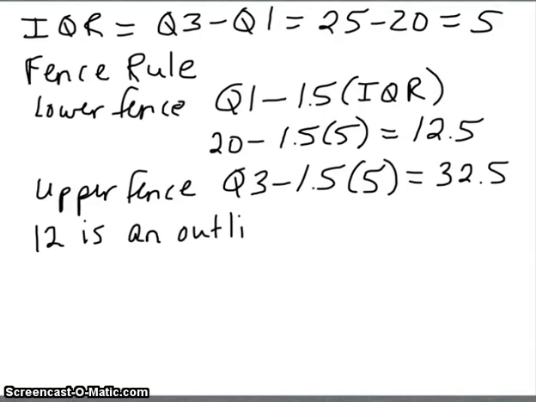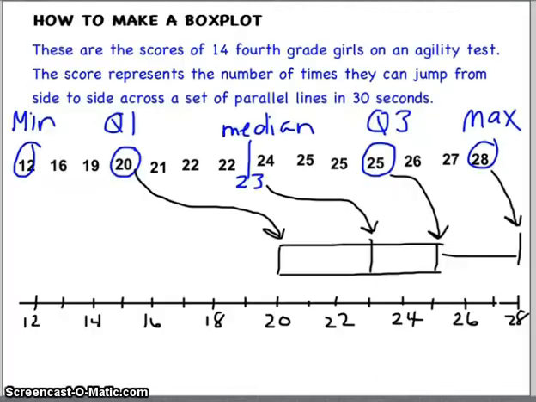Now I will tell you that if I had a value of 13 and a value of 12 in my data, I might not consider 12 an outlier because it's so close to the fence. I could make a judgment call and say, well, that's not really far enough away from the rest of the data to be an outlier. But since there's a fairly good sized gap between 12 and 16, the next lowest value, we're going to consider 12 an outlier, and it falls below the fence in the fence rule, so that confirms our judgment.